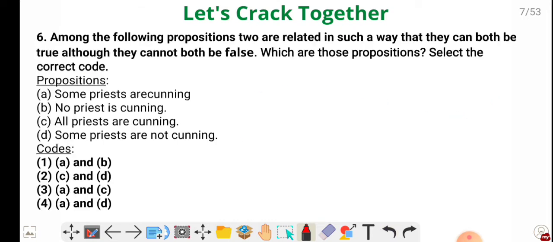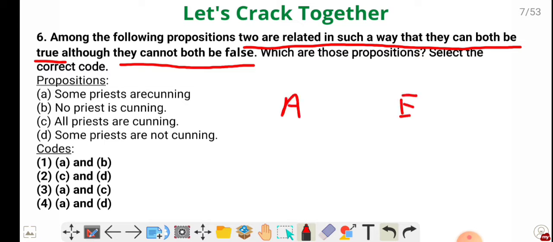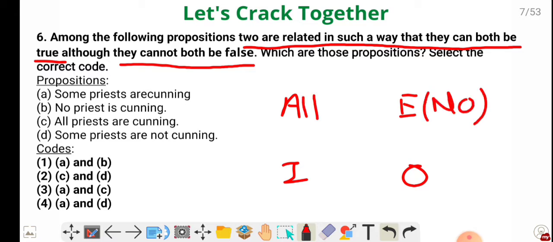Uncle. Among the following propositions, two are related in such a way that they can both be true, although they cannot both be false. This is a very simple question. Just use the square of opposition: A, E, I, O. What is A here? All. E means no. I means some. And this is some not.